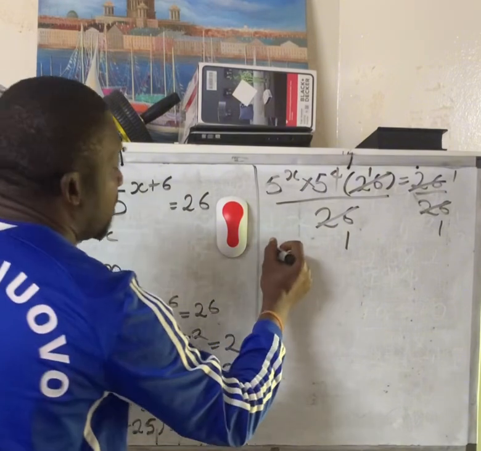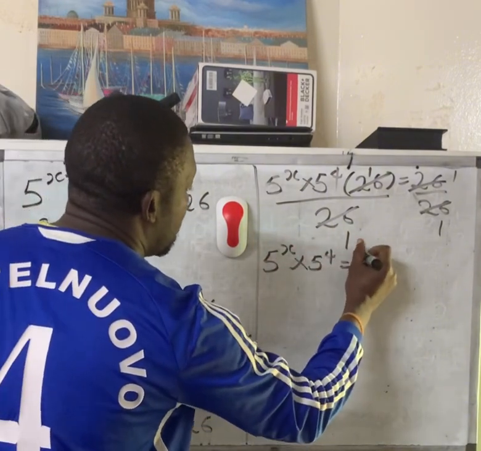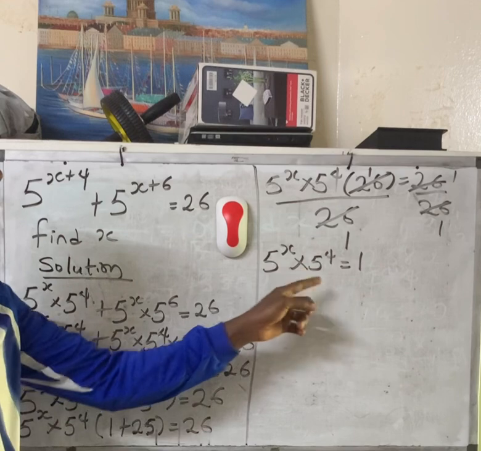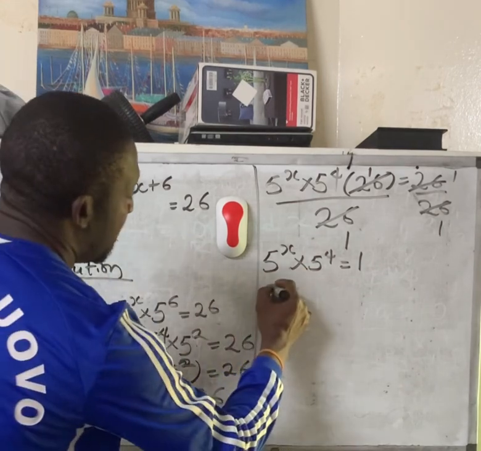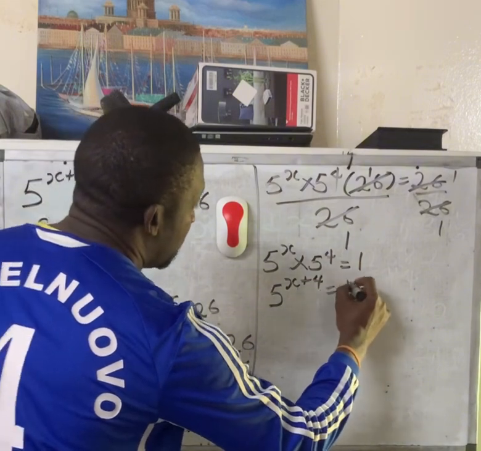So we are left with 5 raised to power x times 5 raised to power 4 is equal to 1. Don't forget, we can still apply the law of indices because we have similar base. All right, so we take one of the base, 5, and we add the power, x plus 4 is equal to 1.